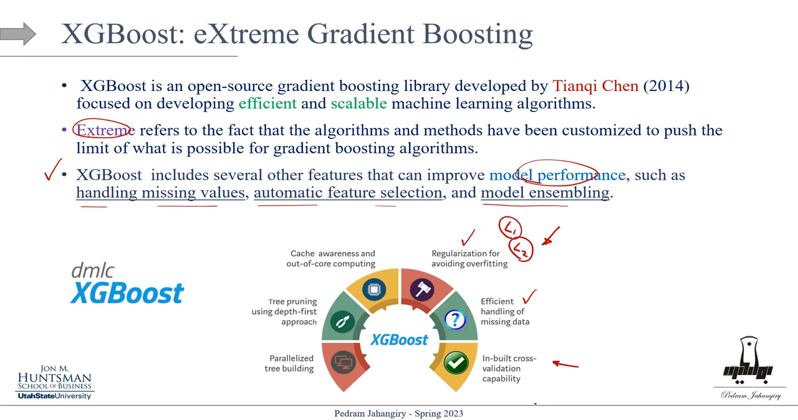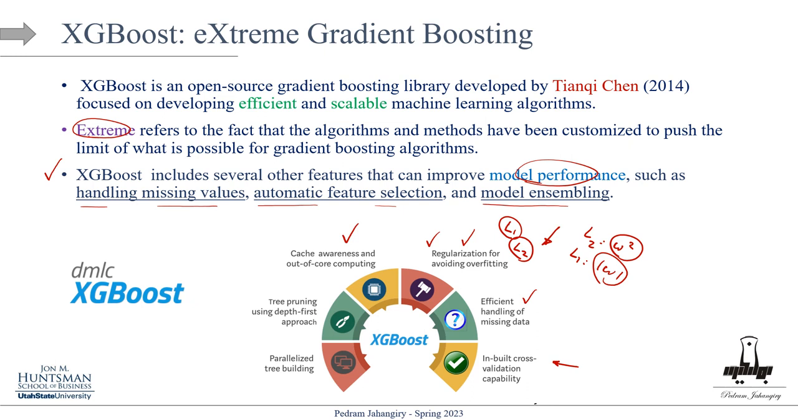So the idea is that we add those weights at the terminal nodes, for example, raised to the power of 2. This is the L2 norm. We can add this to the loss function, or the L1 norm, the absolute value of those weights, to the loss function, right? So this makes XGBoost very appealing. And sometimes because of this, XGBoost is also called a regularized boosting technique.